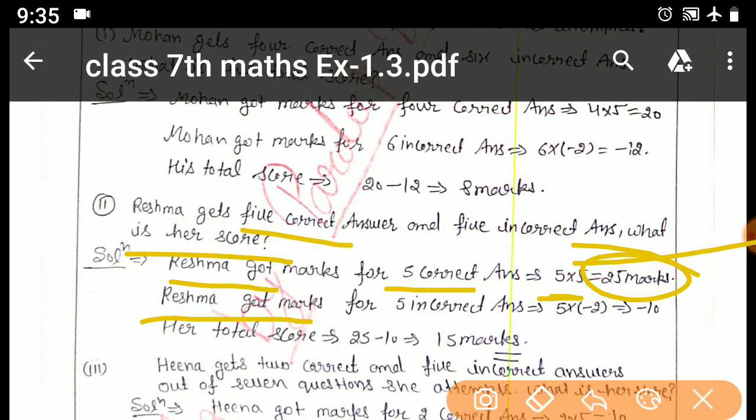And Resma got marks for 5 incorrect answers. There will be minus 2 marks for 1 incorrect answer, and for 5 incorrect answers we will multiply 5 by minus 2. This will give us minus 10, and her total score is 25 minus 10. This will give us 15 marks.